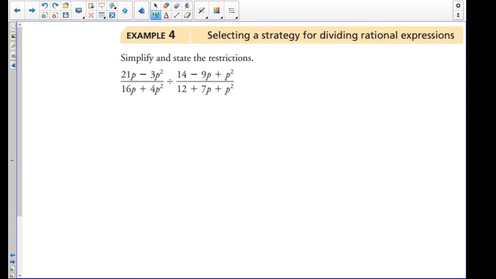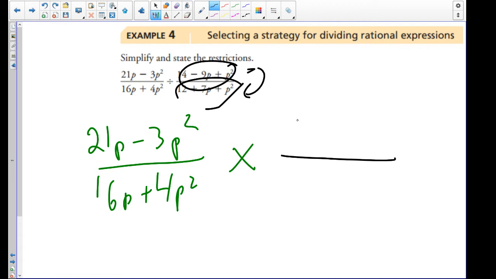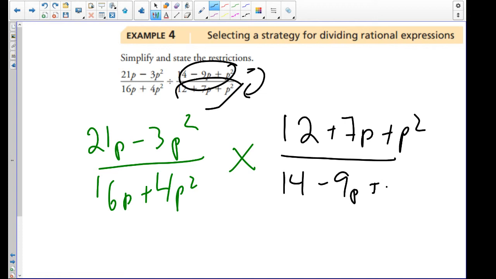So what we can do is rewrite this as 21p minus 3p squared over 16p plus 4p squared, multiply, and we're going to flip the bottom and the top of the other fraction. So it'll be 12 plus 7p plus p squared over 14 minus 9p plus p squared. Once you're at that point, then have at it. Does anyone else have any other questions?